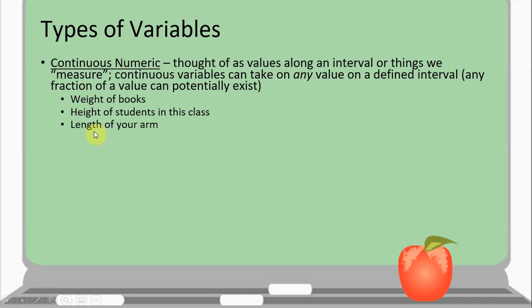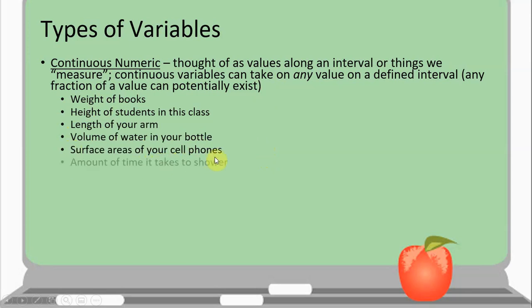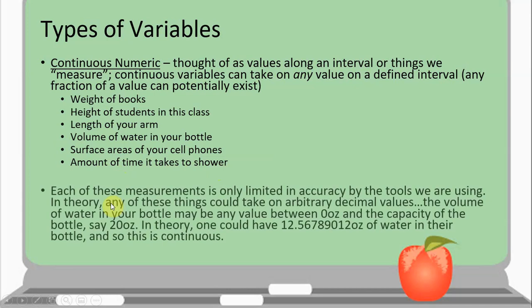Length of your arm is a continuous measurement. These are all things we measure: weight, height, length, volume, like the volume of the water in your bottle, the surface area of your cell phones. How big is your cell phone? The amount of time it takes to shower. Time is something we measure, and time is continuous.